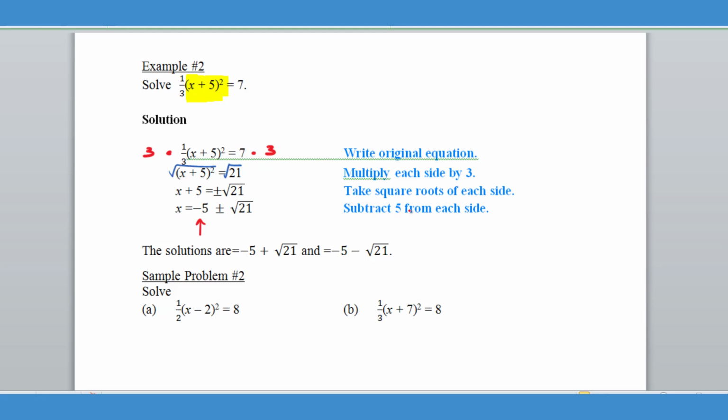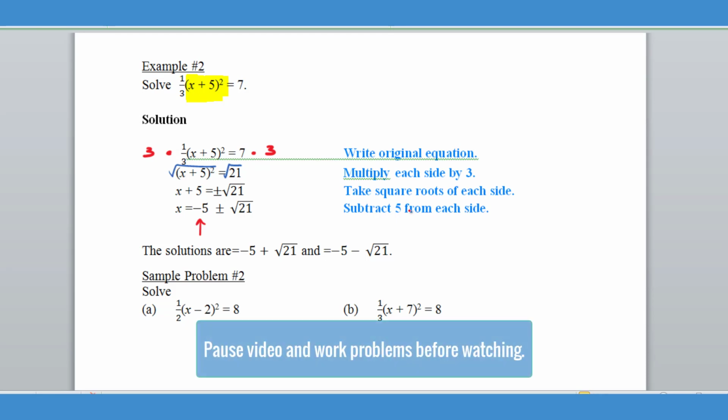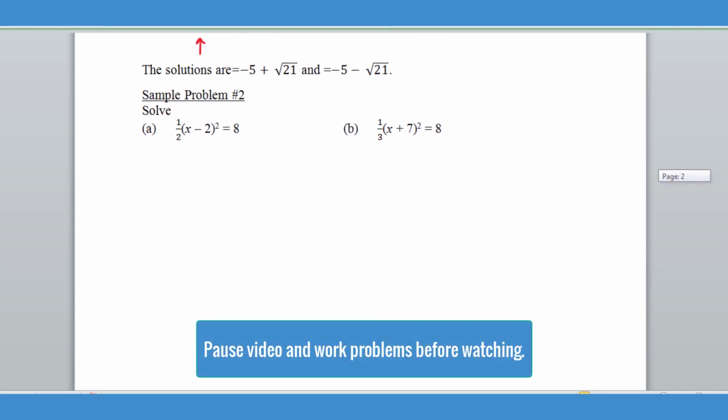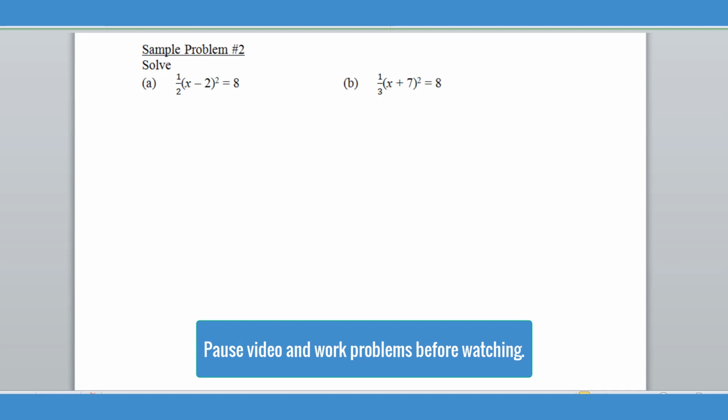Now, if you notice, in this particular problem, the square root of 21 cannot be reduced. However, you may get in a later problem a radical that's a perfect square, and at that point you would want to break up the two parts, the plus and the minus, so that you could combine the like terms that were given. So let's go ahead and take a look at a couple examples here. Sample problem 2 has a part A and B, so go ahead and stop the video at this time and try to work those, and then come back and look at the solutions.